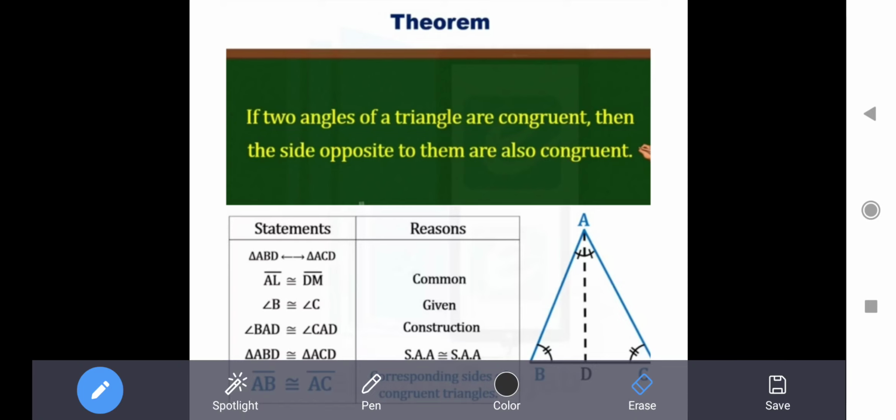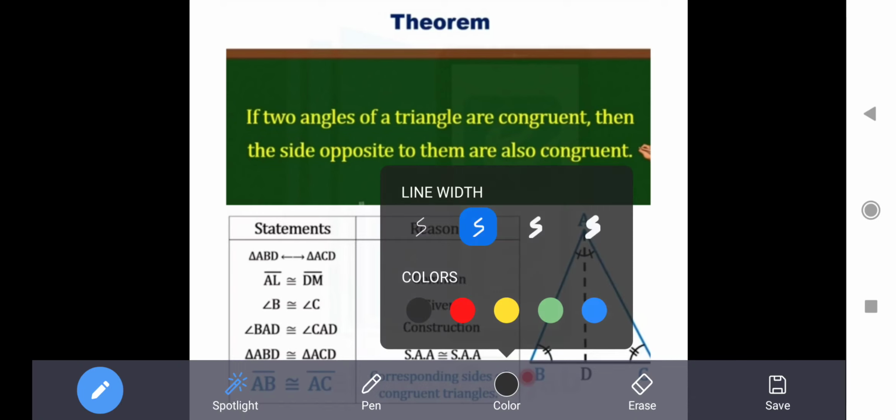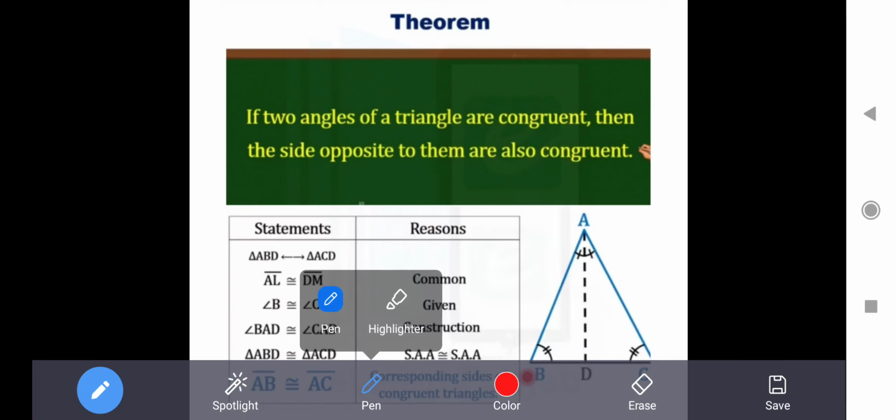So in this theorem we are going to prove that if two angles of a triangle are congruent, then the sides opposite to them are also congruent. So by taking a triangle, but how are we going to take it? We are going to write it down. First of all, given. What is given? I told you you need to write down the given from the statement.